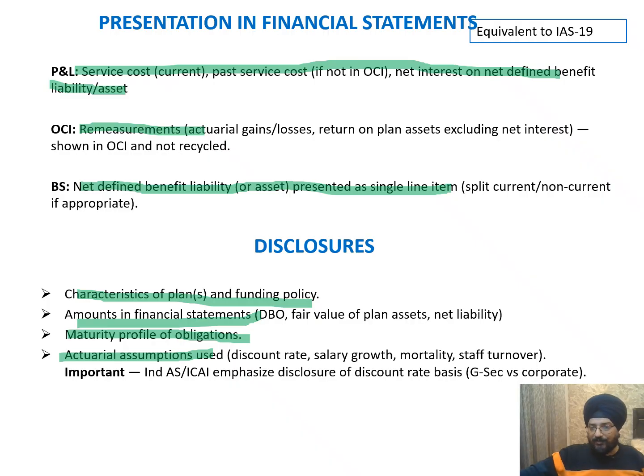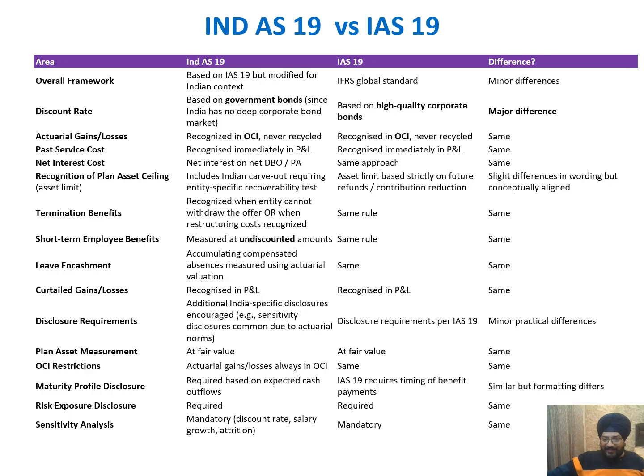Let us look at some of the differences between IND AS and IAS. Largely there are no differences. The only major difference is in the way the discount rate is determined, which is based on government bonds in the case of IND AS. However, it is based on high quality corporate bonds in the case of IAS. Barring this, all other concepts, fundamentals and dynamics of both are the same, with only minor changes here and there to keep it in line with Schedule 3 of the Companies Act when making the presentation.